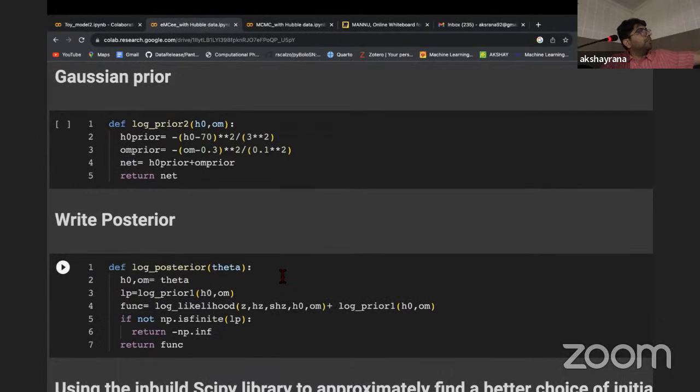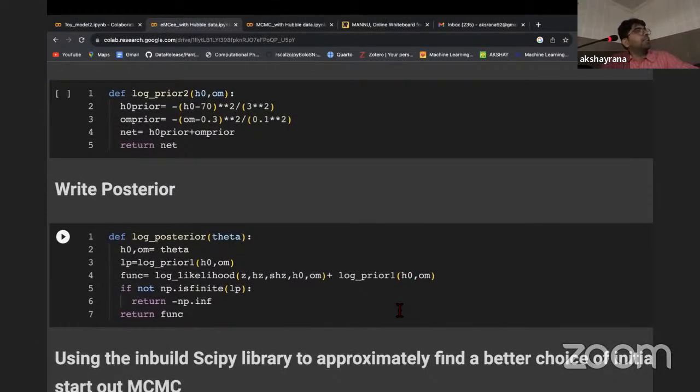In this one, let me see, even here I am using prior 1 only. You can run the same program using prior 2. You will see the result. Till this point, everything is the same as what we have discussed.